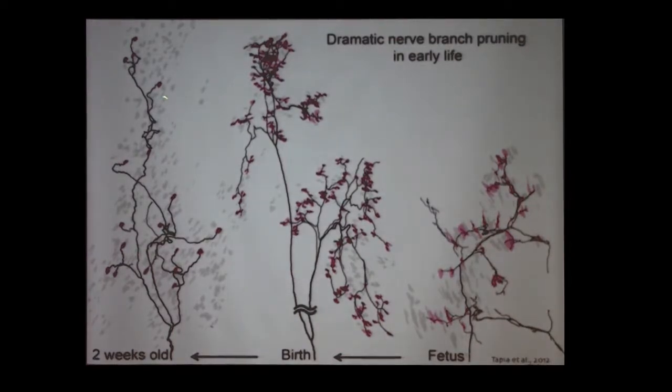So here, for example, is a single axon in, it's not an adult, but it's the end of the developmental period of a mouse muscle. At 2 weeks of age, this axon has a subset of branches in a muscle.